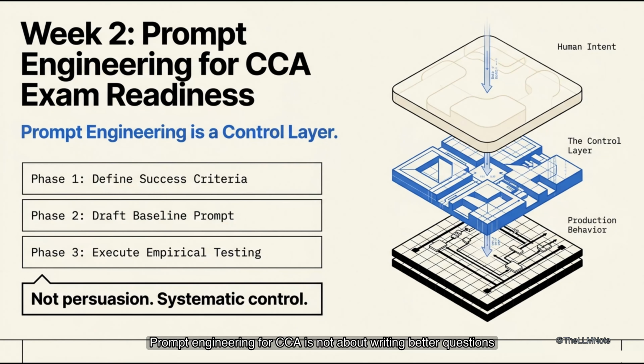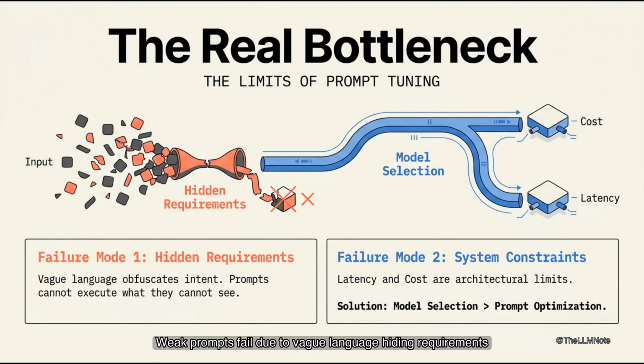Prompt engineering for CCA is not about writing better questions. It's the control layer between human intent and production behavior. Anthropic's guidance starts with success criteria, then comes empirical testing, followed by a first draft prompt. Optimization begins after that. Weak prompts fail due to vague language hiding requirements.